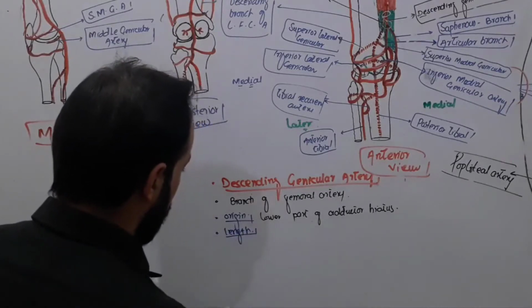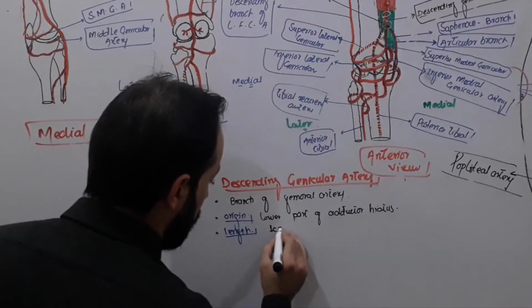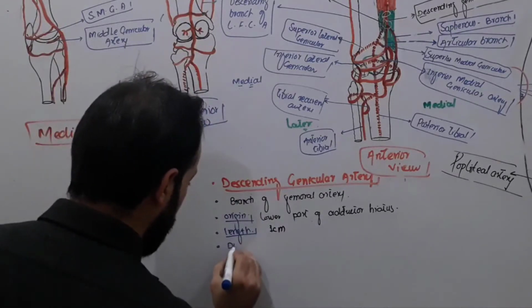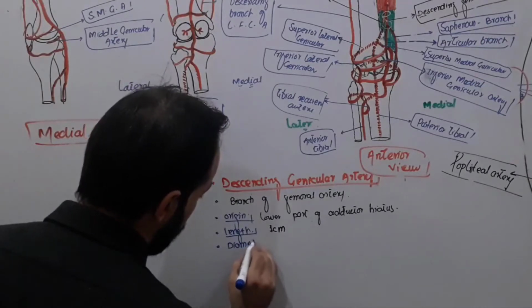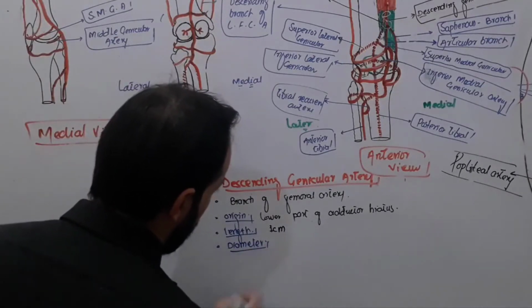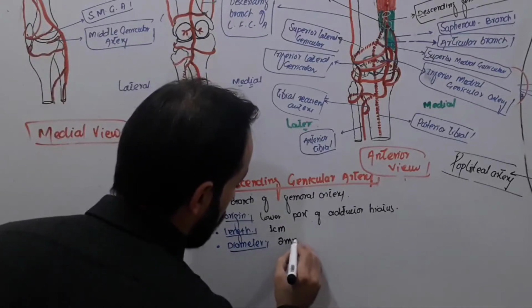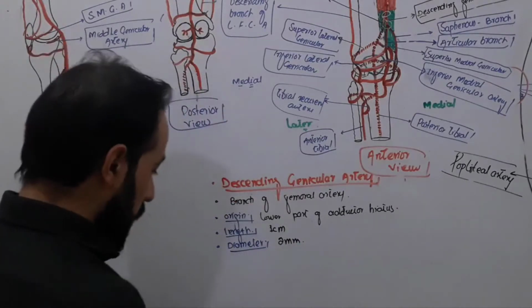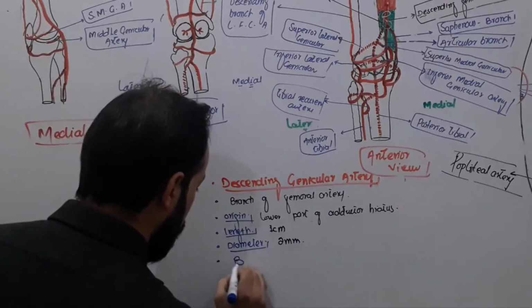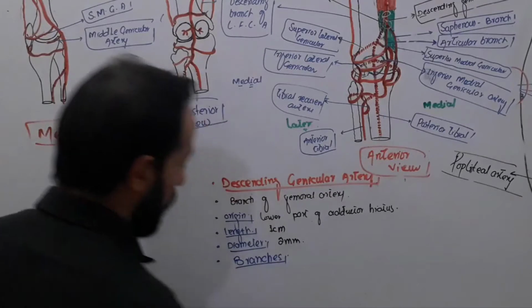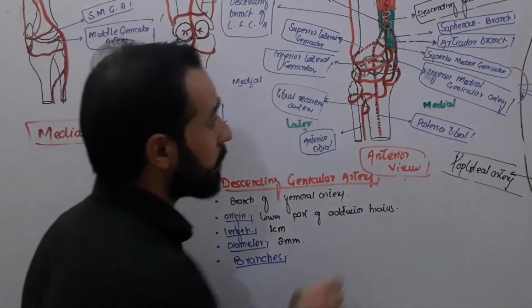What is the length of this artery? The length of this artery is about 1 centimeter. It's a very short artery. And what is the diameter of this artery? Its diameter is also very small, about 2 millimeters. And what are the branches of this artery?